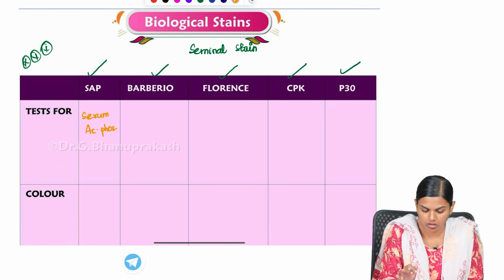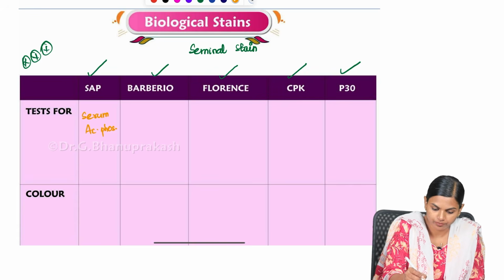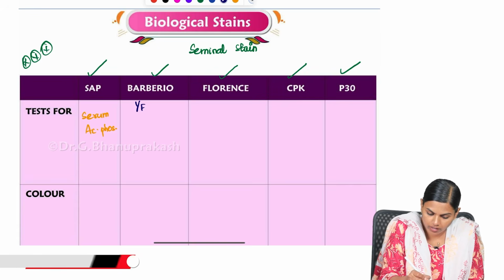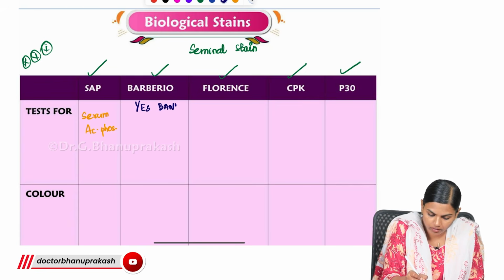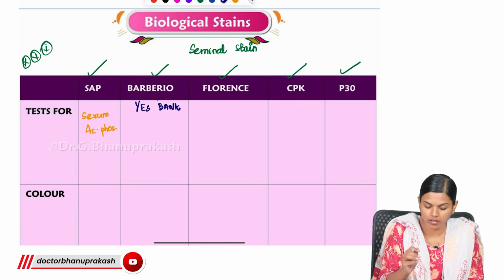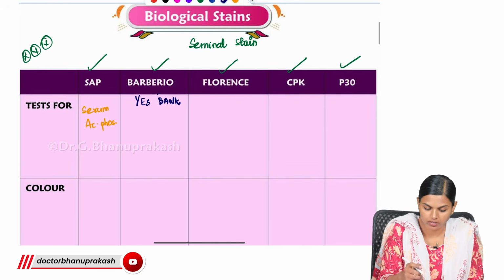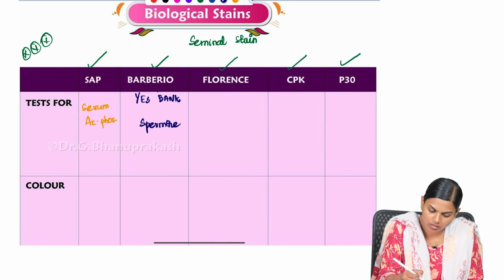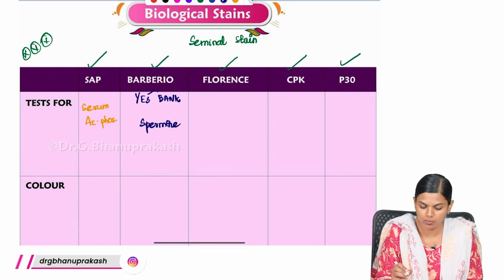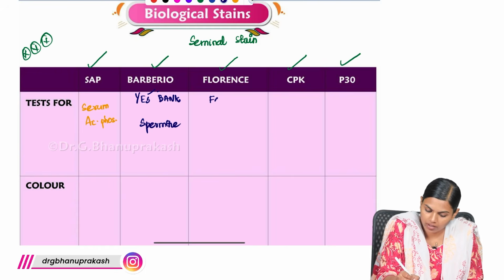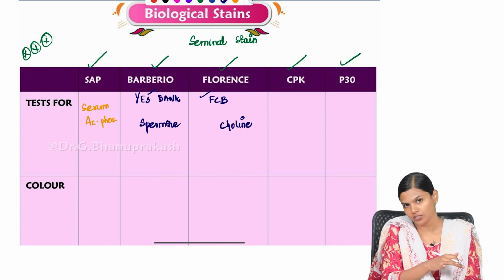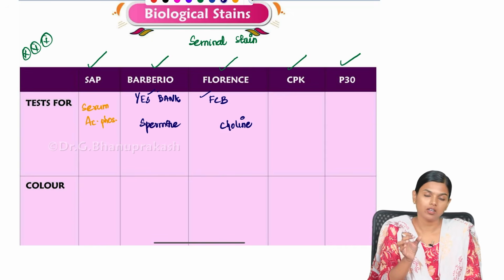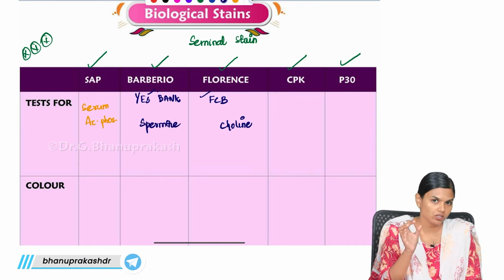In Barberio test, just remember this, S bank. So B for Barberio. Here what you will be looking for is spermine. So S for spermine. In fluorescence test, remember FCB. So you have fluorescence and you will look for choline. So you will look for serum acid phosphatase there. Then you will look for spermine in case of Barberio, choline in case of fluorescence test.